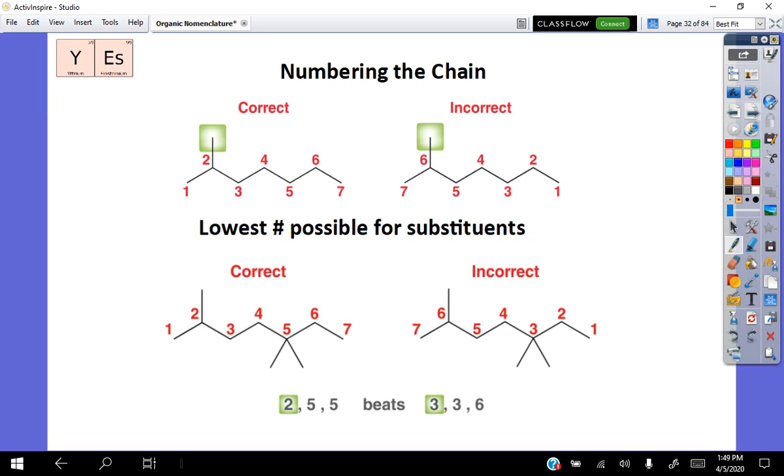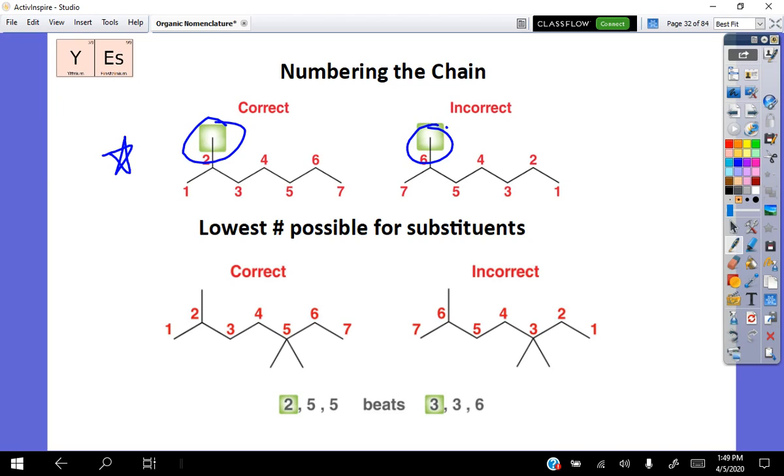Here are some examples where numbering the chain becomes really, really important. We want the lowest possible numbers for our substituents. So as I showed you before, if I number this first one up top from left to right, our first branch ends up on the 2 position. If I number it from right to left, the first branch ends up on the 6th position. The 6th position would be incorrect.